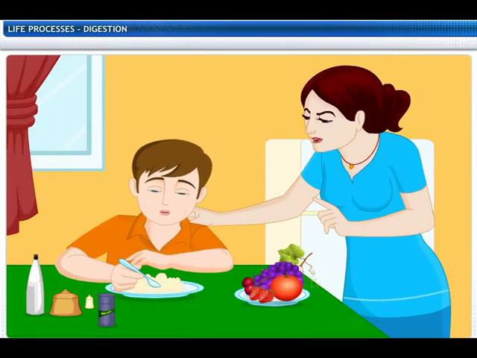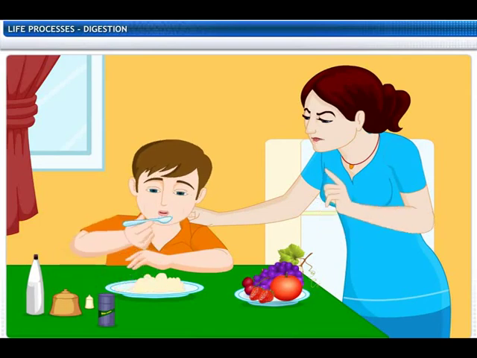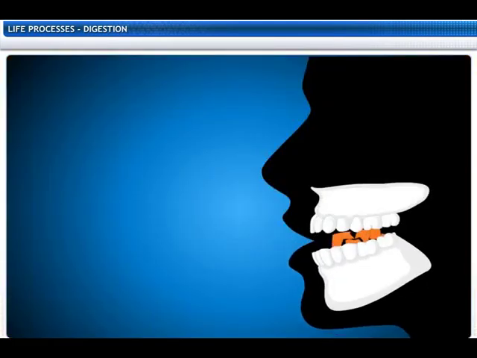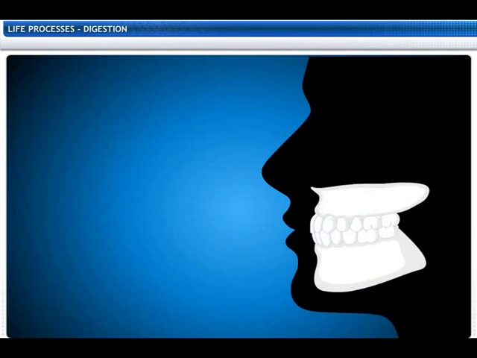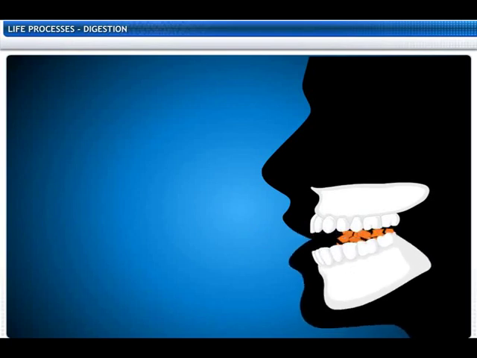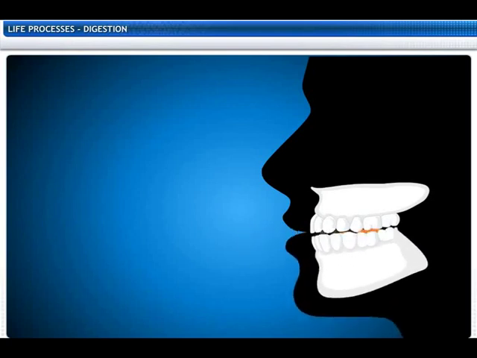Eat slowly. You'll get indigestion. And make sure you chew your food well before swallowing it. Chewing your food is the first step in the process of digestion. When you chew your food, complex food gets broken down into simpler form.